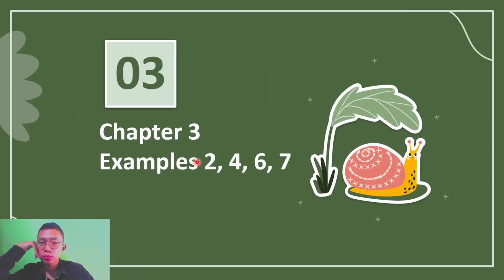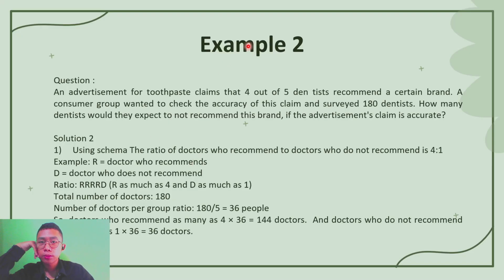Example from question 2. The question is, an advertisement for a toothpaste claims that 4 out of 5 dentists recommended a certain brand. A consumer group wanted to check the accuracy of this claim and surveyed 180 dentists. How many dentists would they expect to not recommend this brand if the advertisement's claim is accurate? The solution is, we have two solutions. The first solution is using a scheme of the ratio of the doctors who recommended to the doctors who do not recommend it.